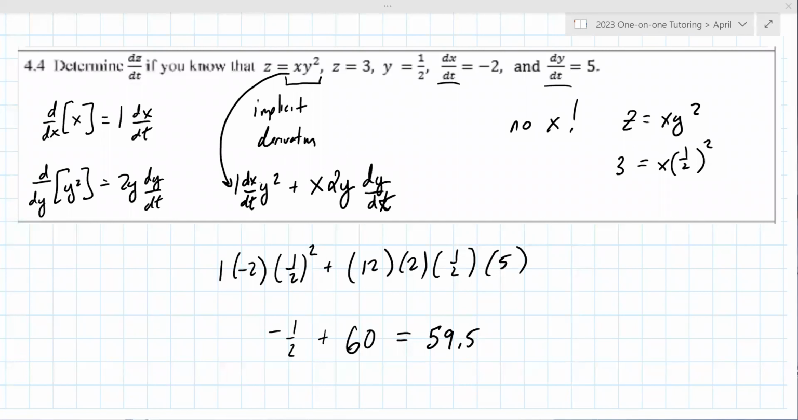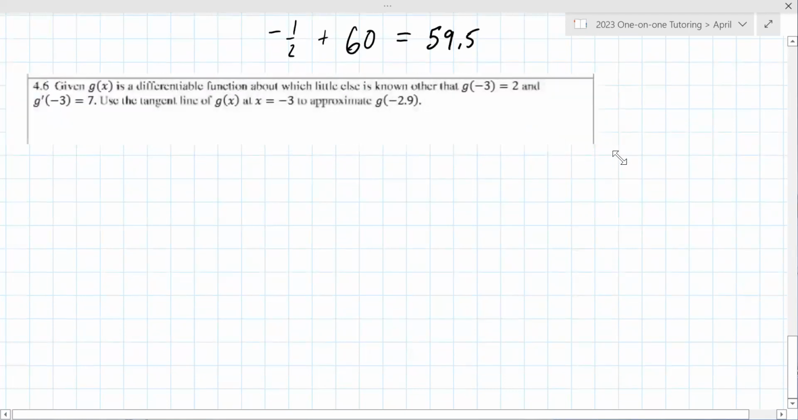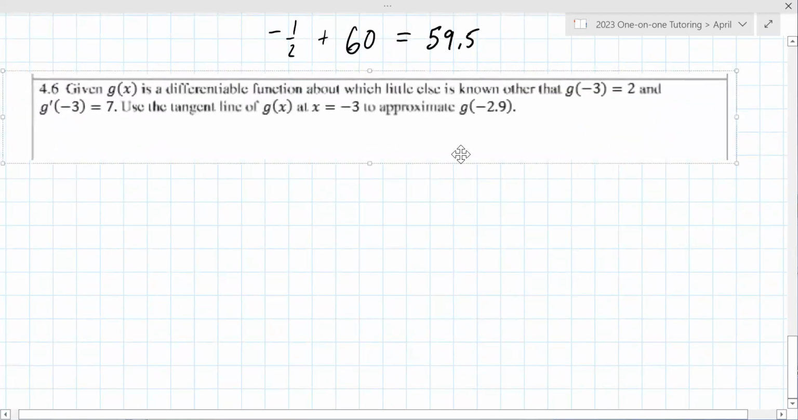Okay, so 4.6. Given g of x is a differentiable function about which little else is known other than g of -3 equals 2. So notice that's an x and a y, it's an ordered pair. And g prime of -3 is 7. That's a slope.